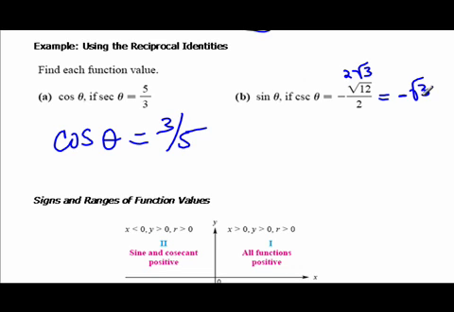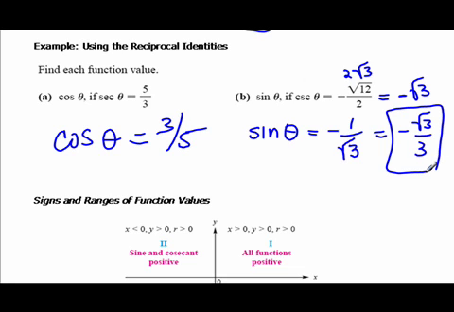We're being asked to come up with the sine of it. So the sine and cosecant are reciprocals. We're going to take negative root 3 and come up with the reciprocal, which would be negative 1 over the square root of 3. And then I have to rationalize the denominator and get negative root 3 over 3. There's the final answer that we're looking for. So if you simplify it up front, it makes it a little easier problem later on. Okay?